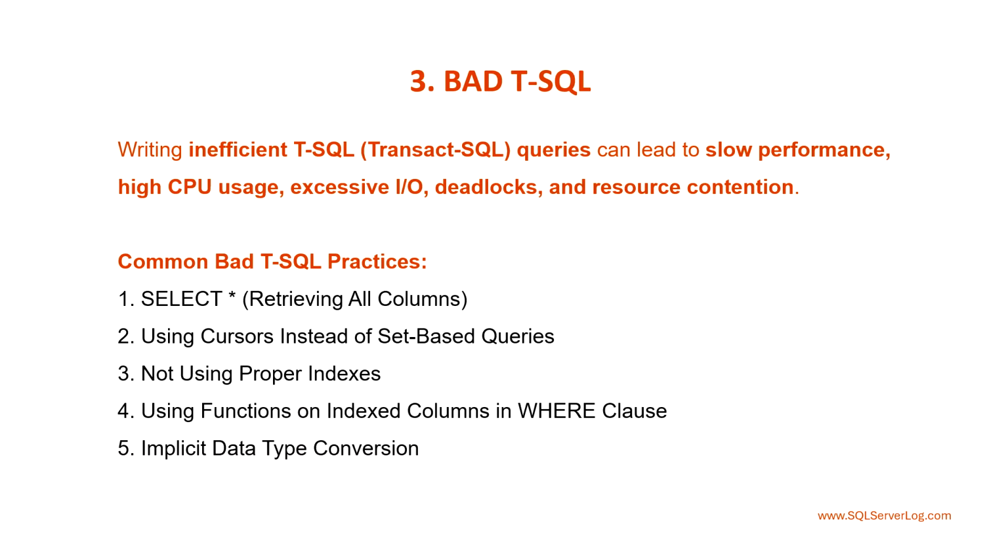Number 3 is bad T-SQL, which also creates problems in server performance. Writing inefficient T-SQL queries can lead to slow performance, high CPU usage, excessive I/O, deadlocks and resource contention. Common bad T-SQL practices are SELECT * FROM table name, retrieving all columns. You can specifically mention the column names which you need.